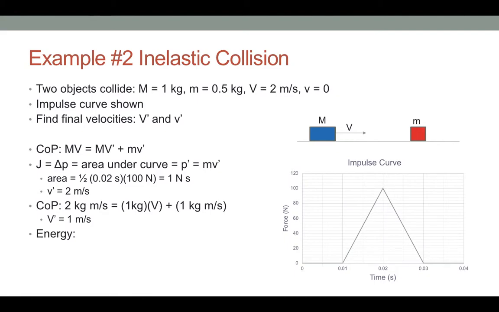We can then show that this is an inelastic collision by calculating the initial kinetic energy, which is 2 joules. And the final kinetic energy is 1/2 times this mass times its final velocity squared, plus 1/2 times this mass times its final velocity squared, with velocities of 1 and 2 meters per second. That gives us a total of 1.5 joules. We started with 2 joules, so we lost kinetic energy. Some of the energy was turned into heat.